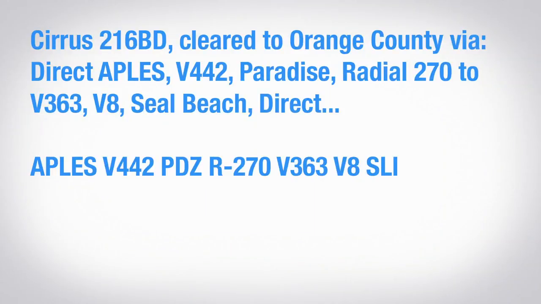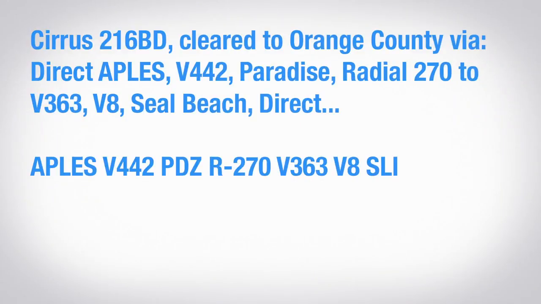I have that fun clearance right here, and it is this. Cirrus 216 Bravo Delta, cleared to Orange County via direct Apples, Victor 442, Paradise, radial 270 to Victor 363, Victor 8, Seal Beach, direct. Okay, so take a second. Actually, stay on that screen. I'll put it back up there. You can see it there on the bottom. And I'm going to load in essentially that route. But it's direct Apples, join Victor 442, Paradise, radial 270, Victor 363, Victor 8, Seal Beach, direct.